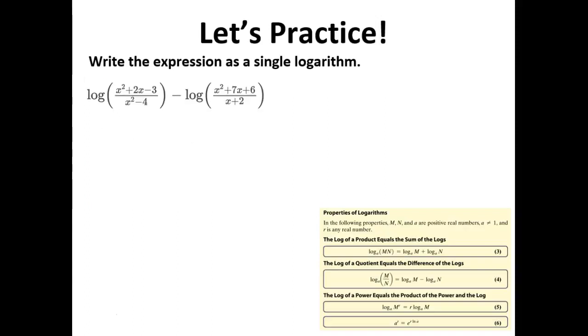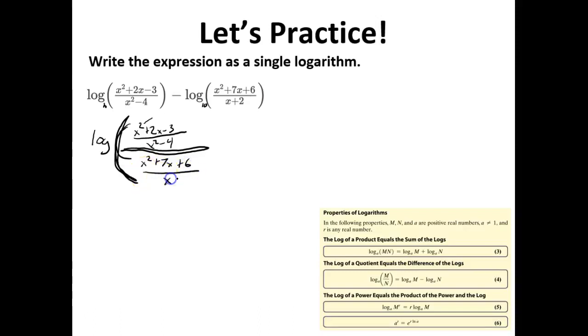This one, write the expression as a single logarithm. I don't see a base there because it's considered the common logarithm. It's base 10, even though we never write it there. So we have log, a subtraction between them. This is x squared plus 2x minus 3 over x squared minus 4. That's the top. And then the bottom is x squared plus 7x plus 6 over x plus 2. When I see something big like that, I'm guessing we can probably simplify it.